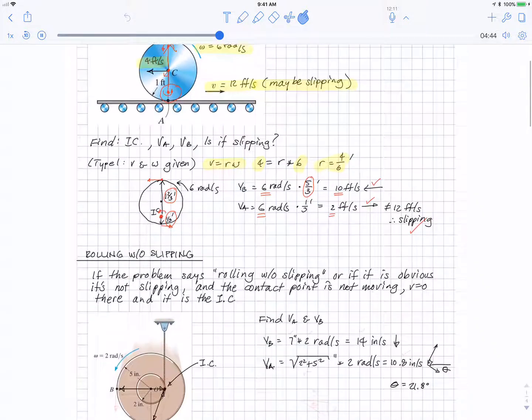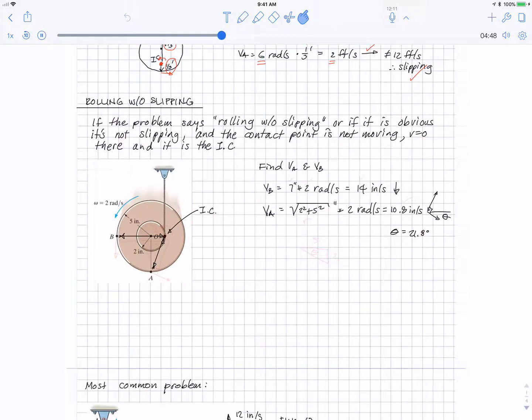Okay, so here's an example where it's rolling without slipping. If the problem specifically says the disc or the wheel or the ball is rolling without slipping, that means it's rolling without slipping. Or if it's obvious, like a disc unrolling from the string like a yo-yo, it is not slipping. And so if it's not slipping, the point where the ground or the string is touching the disc is not moving, the string is not moving, the ground's not moving, therefore the velocity is zero because there's not slipping. They have the same velocity, which means that the point of contact is the instantaneous center of velocity.